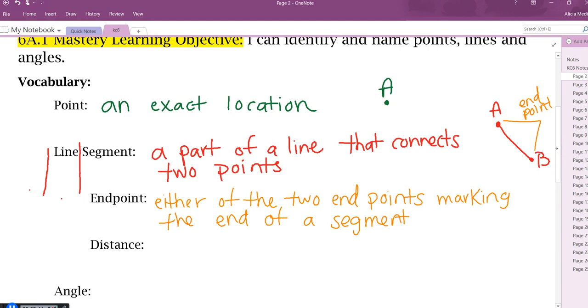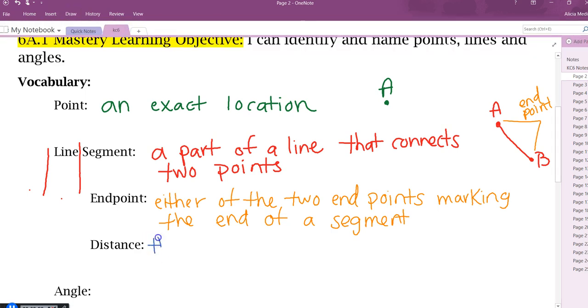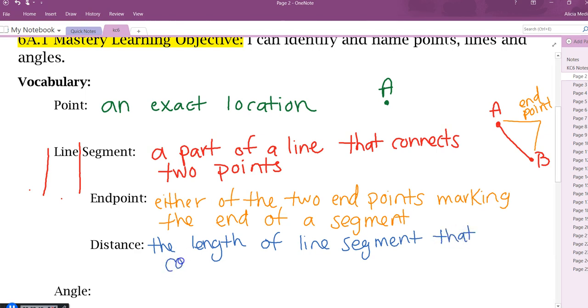All right. Distance. So distance is the length of the line segment that connects the 2 points, right? So how long is it? So this is the length of the line segment that connects the 2 points. All right, so that is line segment.